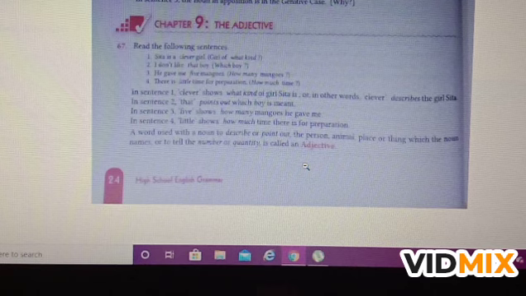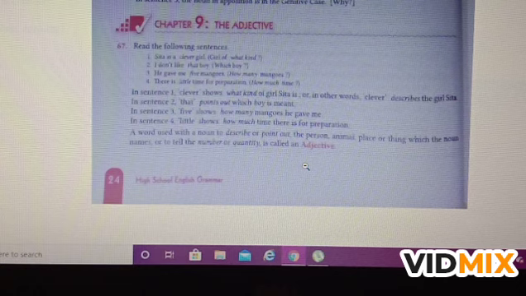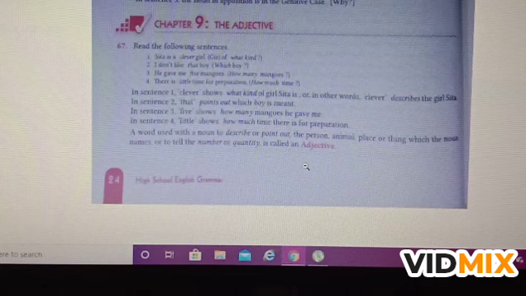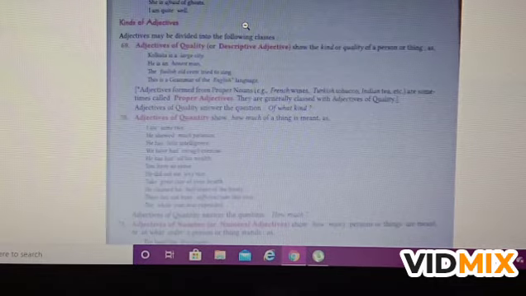Now here comes the definition of adjective. A word used with a noun to describe or point out the person, animal, place or things which the noun names, or to tell the number or quantity, is called an adjective. So this is the definition of adjective.